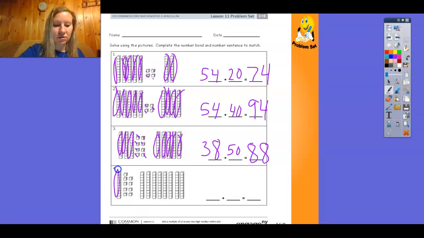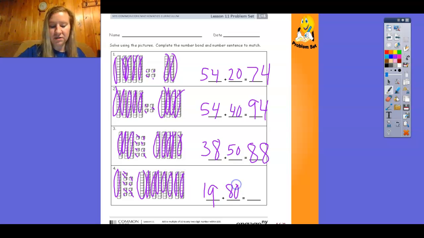The next one, count our groups of 10. 1. Count our ones. 1, 2, 3, 4, 5, 6, 7, 8, 9. Making it 19. 1, 2, 3, 4, 5, 6, 7, 8. 8 groups of 10, so 19 plus 80 equals 1, 2, 3, 4, 5, 6, 7, 8, 9 groups of 10, and bring over our 9 ones equals 99.